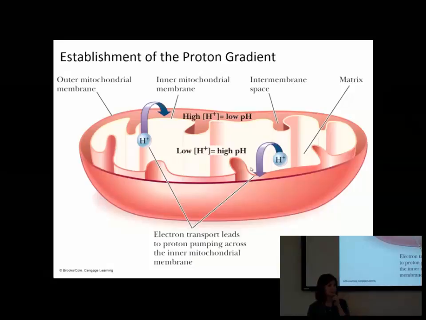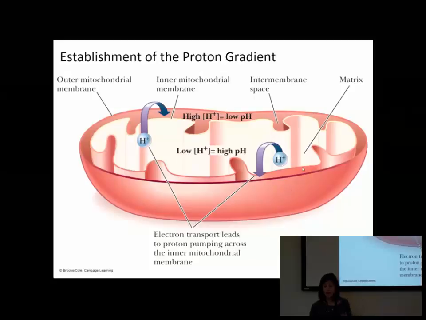Yes, Amanda? So right now, the electrons are going against their gradient? No, right now the electrons are traveling along the inner membrane. So what we have is basically globs of proteins: complex 1, complex 2, complex 3, complex 4, just lying along this inner membrane, and the electrons pass along that. So they're not going from the matrix to the inner membrane space. They're traveling along that membrane.